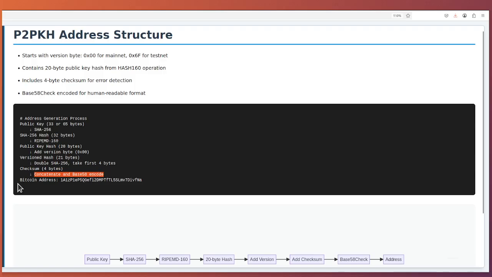This byte string is then encoded using base 58 check encoding, a custom encoding scheme designed by Satoshi Nakamoto that uses 58 alphanumeric characters, specifically excluding characters that look similar to each other such as 0 and O, or I and L. The result is the familiar Bitcoin address format, like beginning with 1A, ending with NA, which is Satoshi's own address from the Genesis block. This entire process ensures that Bitcoin addresses are both secure and user-friendly.